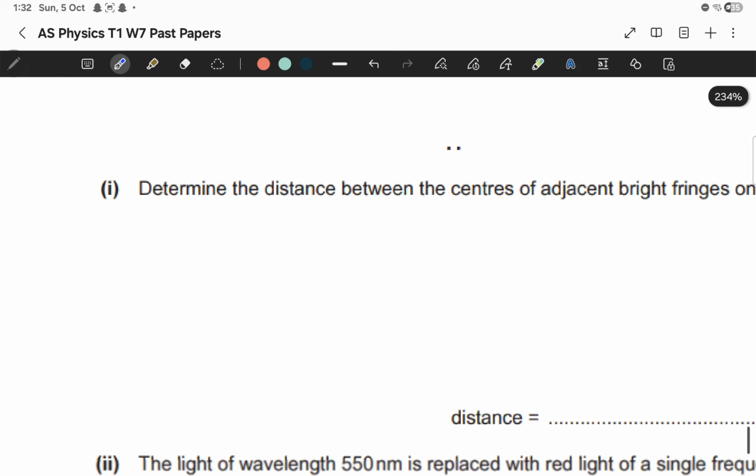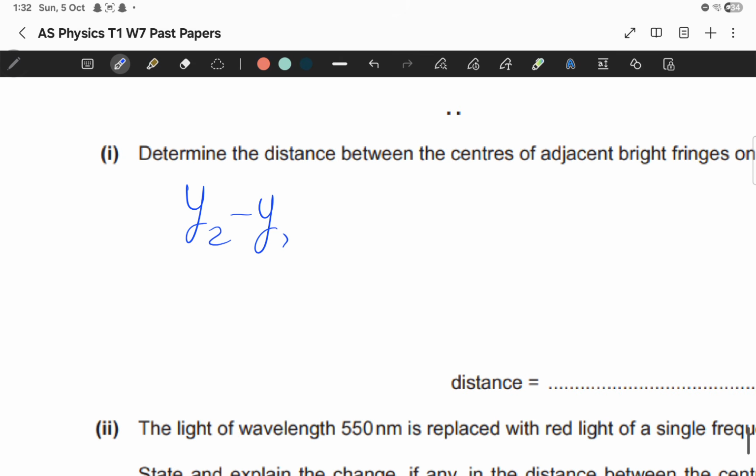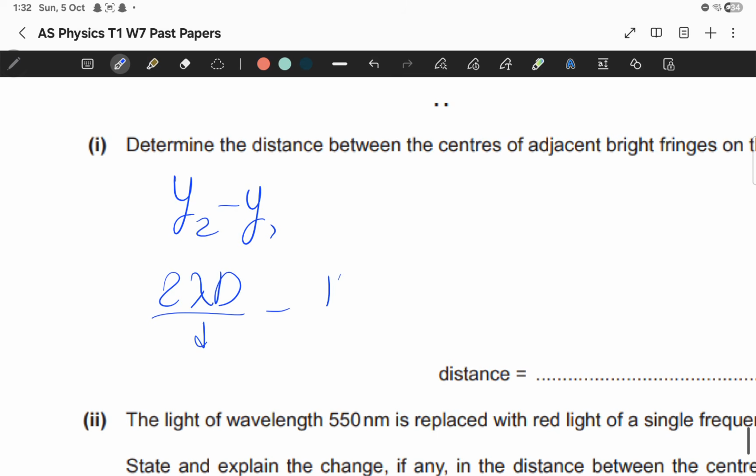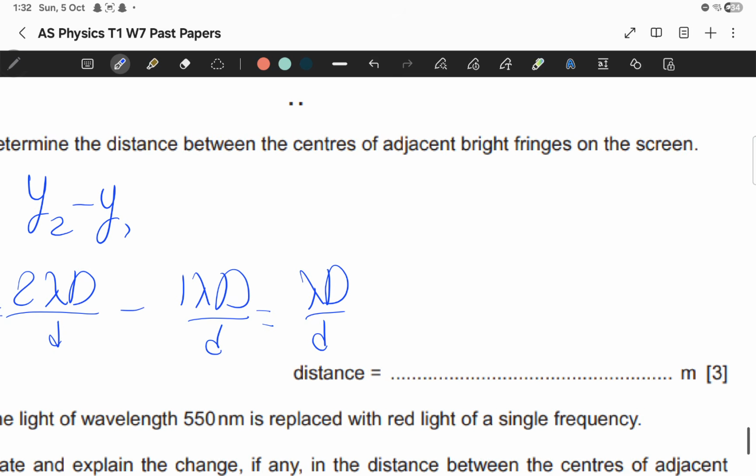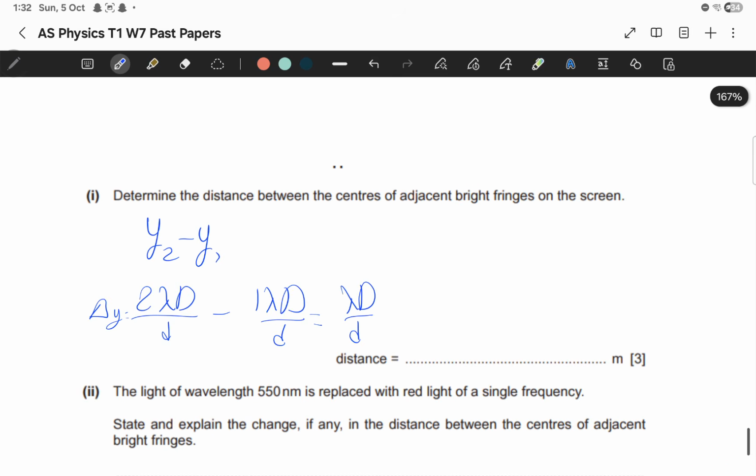Again, I said you can do y2 minus y1. So you're going to have 2 lambda D over d minus 1 lambda D over d. Subtracting, 2 lambda D minus 1 lambda D gives lambda D over d. Essentially, this is the derivation of delta y. I just did it, because when the fringes are adjacent, next to each other, 2 minus 1 is 1. This is why this is delta y. The actual derivation is a bit different, but it's the same concept.